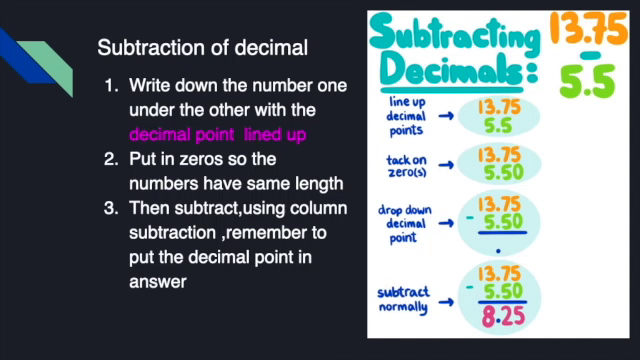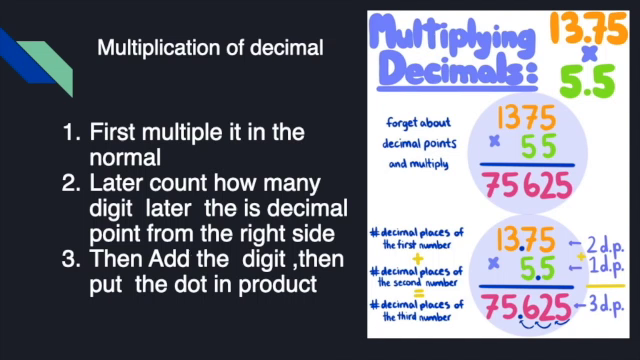Now we come to multiplication. It's kind of different. First we have to multiply the numbers normally. Later we have to turn them back into decimals. As you can see in the picture, 13.75 has two digits after the decimal point, and below it, 5.5 has only one digit after the point.